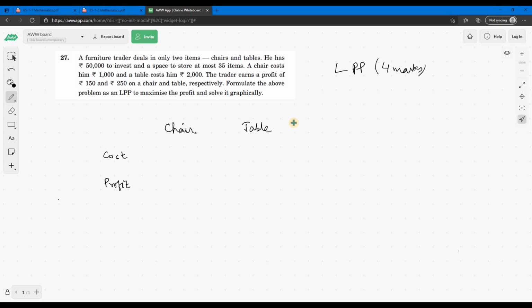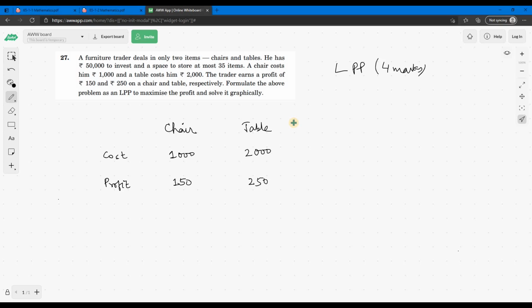Since one chair costs rupees 1000, we'll put 1000 over here, the cost of one chair. One table costs rupees 2000, so we'll put 2000 in front of the table, the cost of one table. Now the profit on a chair, as already given in the question, is rupees 150, so I'll put 150 there, and the profit on a table is rupees 250, so we'll put that over there.